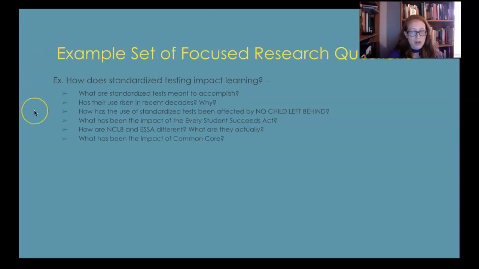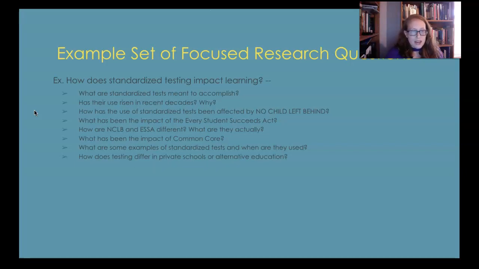What has been the impact of Common Core? So you have to look up Common Core, and No Child Left Behind specifically. And sometimes we don't do that. We want to just search standardized testing and learning over and over and over again, and that's the spiral. What are some examples of standardized tests and when are they used? Like your EOGs versus your SATs and things like that.